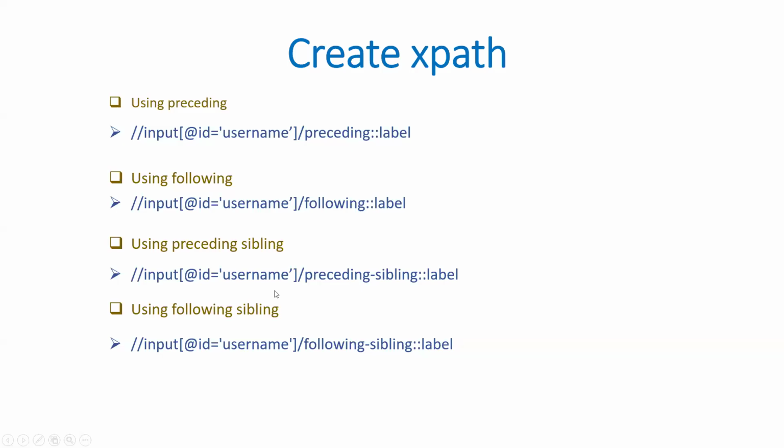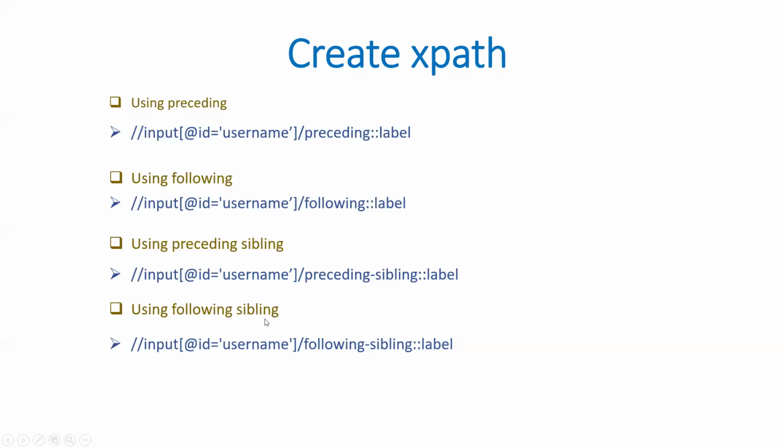So what is the meaning of that? Input and label both are at the same level. That means both are child elements of the same parent. That is the meaning of preceding sibling. One more condition: this label should be displayed before this input, but at the same time, the label and input both have the same parent. All of you clear? That is the meaning of preceding sibling.